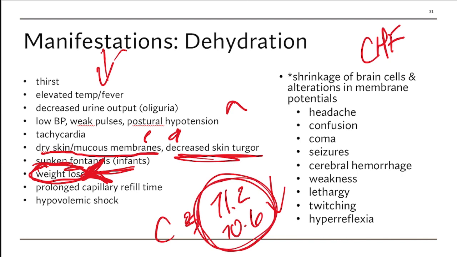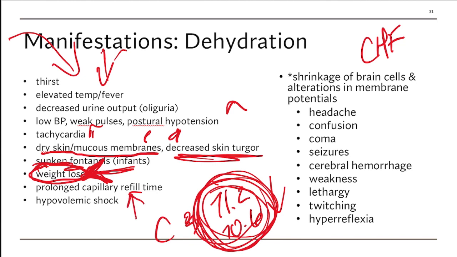Now, it's important to remember with all of these manifestations, in every unit and every system that we're looking at in nursing, it isn't just one or two things that we're looking at. We're looking at the whole picture, because yes, this weight loss could be due to anything. But if we have this weight loss plus tachycardia and low BP, plus a slow cap refill time, it's putting the whole story together to tell us what's going on in the patient's body.